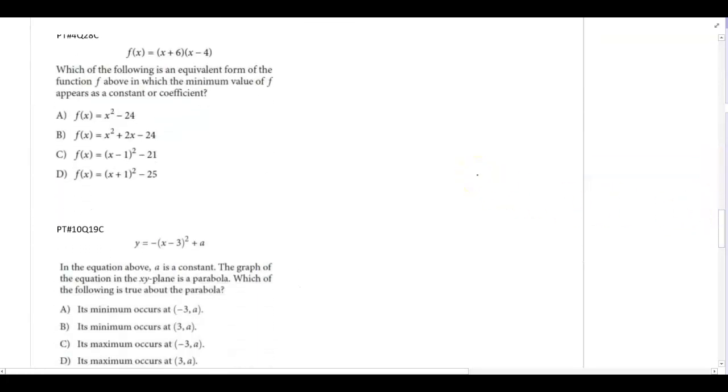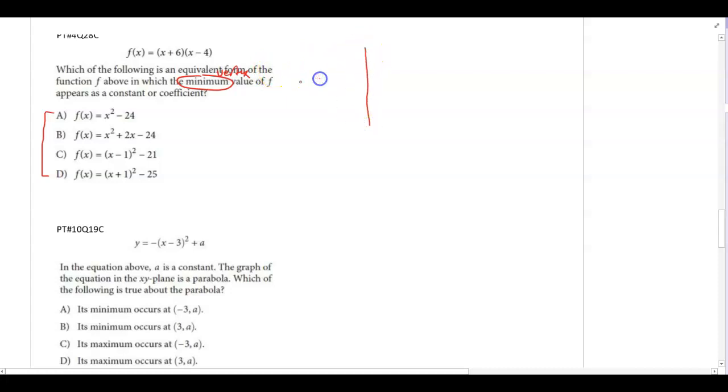Next one, which of the following is the equivalent form of the function above for which the minimum value of f appears as a constant coefficient? So when they say the minimum value of f, remember, that represents the vertex, right? So which one of these can you use to identify the vertex of this function right away? Well, the one thing that helps is, what is the vertex of this function? And we're going to do that real quickly one of two ways.